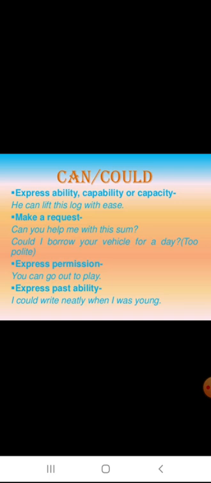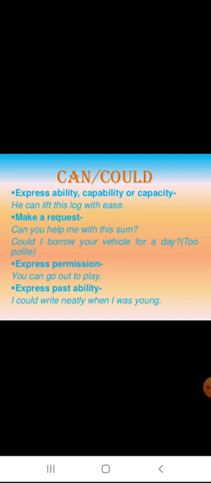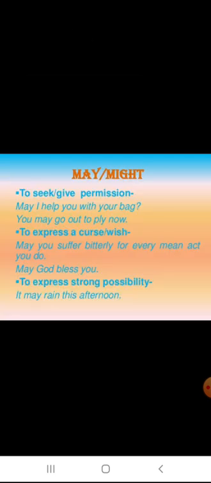Express permission: You can go out to play. Expressing a permission. Express past ability: I could write neatly when I was young. Then may and might, to seek and give permission. To seek permission and also to give permission we can use may. May I help you with your bag? You may go out to play now.